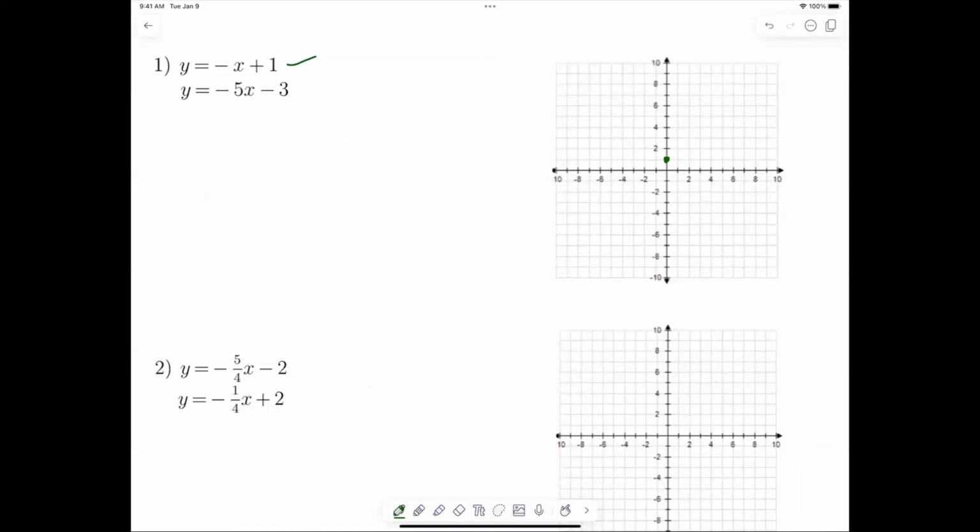So what's the slope now? No. The slope for number 1. Negative 1 over 1. So that means you go from that point down 1 to the right 1. Down 1 to the right 1. Just make a couple points. All right, and then we're going to draw the line.